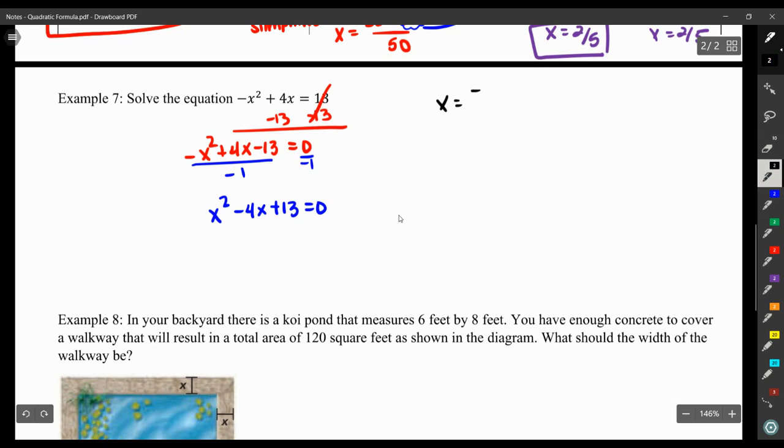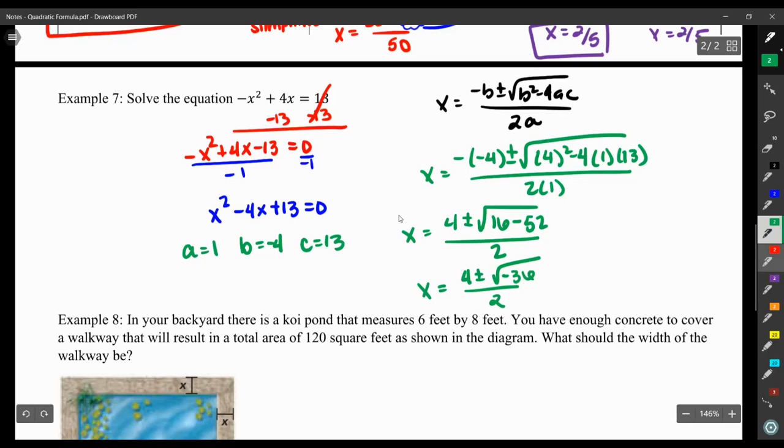So take a minute, identify the values of a, b, and c, use the quadratic equation, and see if you can get to the solutions. Pause the video and try this one. So hopefully you got to here. And so 4 plus or minus square root of negative 36 over 2.